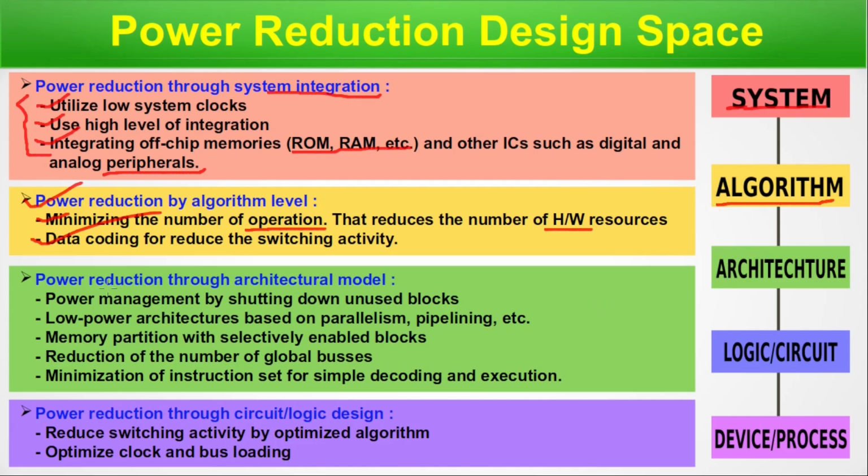Third is architecture level. Power reduction through architecture model. Power management by shutting down unused blocks. Like when we are living in a house, to save electricity, what do we do? We save power at domestic level by switching off the power in the room we are not using. We are not using any kind of light or fan in that room. That's a very fundamental method we use in our domestic life. Here, it's basically power gating. If a block is not getting used, just don't use power in that block.